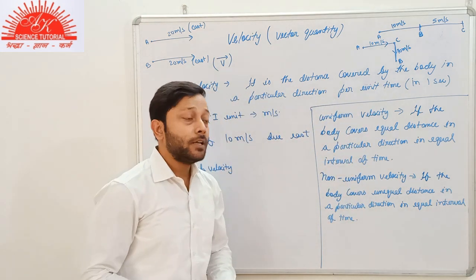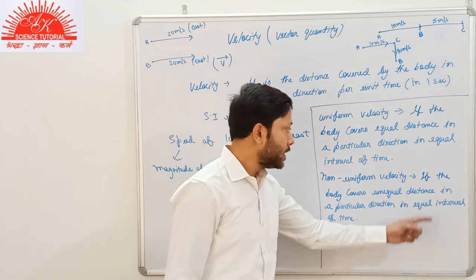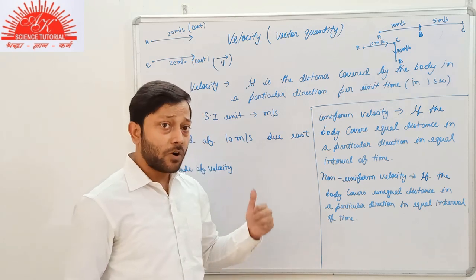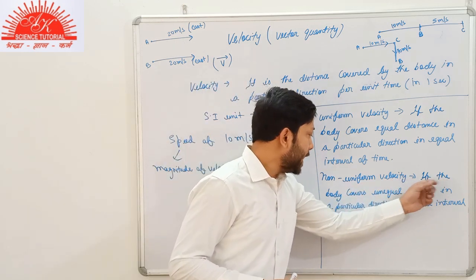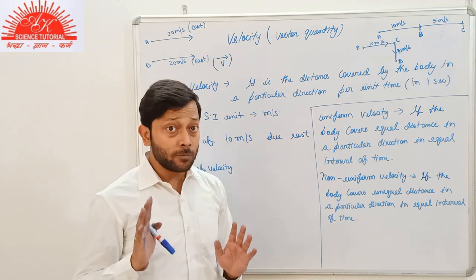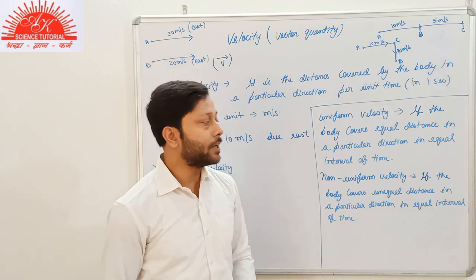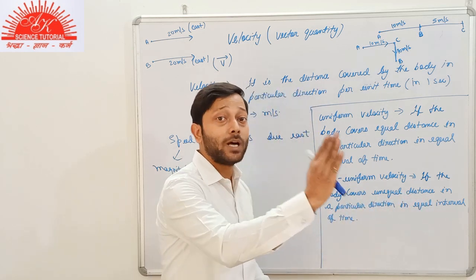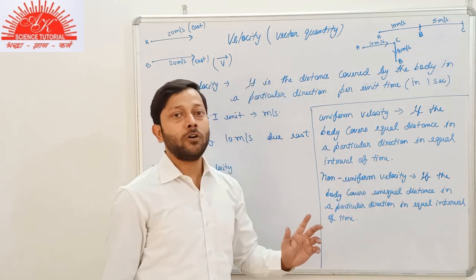As you have defined the non-uniform speed earlier, it's very simple for you to define the non-uniform velocity. What is it? Recall the last part about the non-uniform speed. In that case, what did we do? If the body covers unequal distance in equal interval of time, then the body is moving with non-uniform speed. But here we have to define velocity, so there must be direction mentioned here. If the body covers unequal distance in a particular direction in equal interval of time, then the body is said to move with non-uniform velocity.